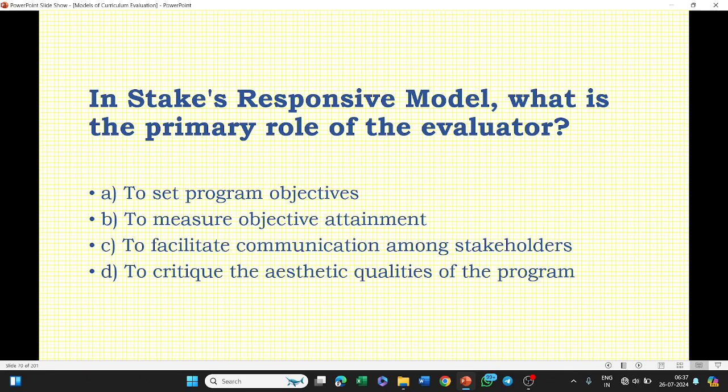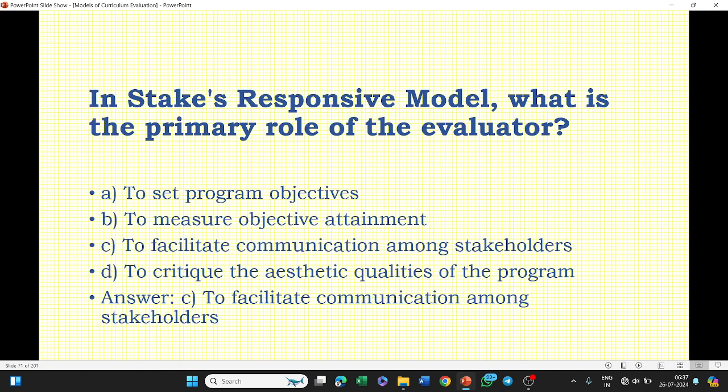In Stake's responsive model, what is the primary role of the evaluator? Options: to set program objectives, to measure objective attainments, to facilitate communication among stakeholders, to critique the aesthetic qualities of the program. Answer of this question is option C, that is to facilitate communication among stakeholders.